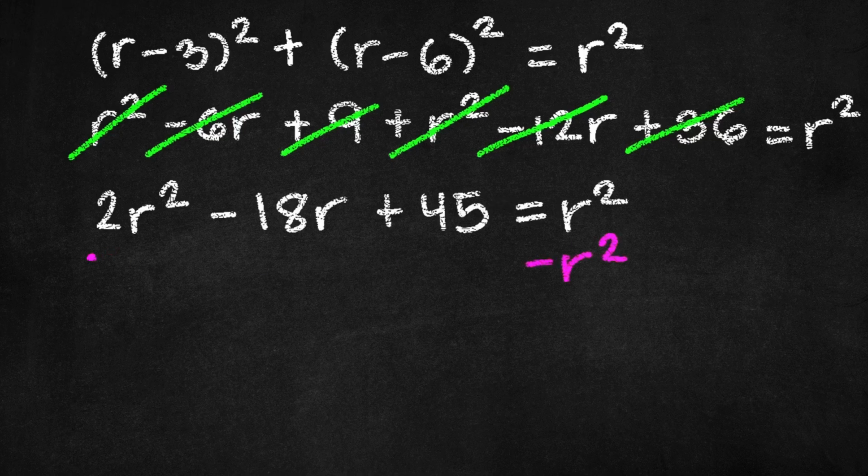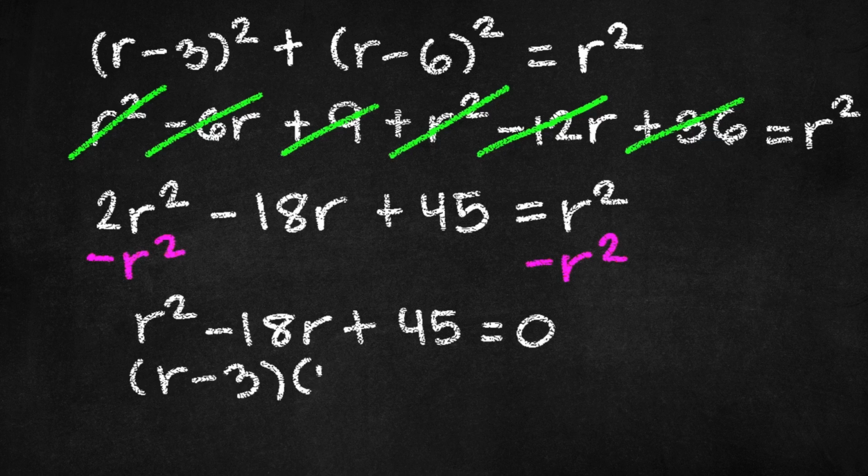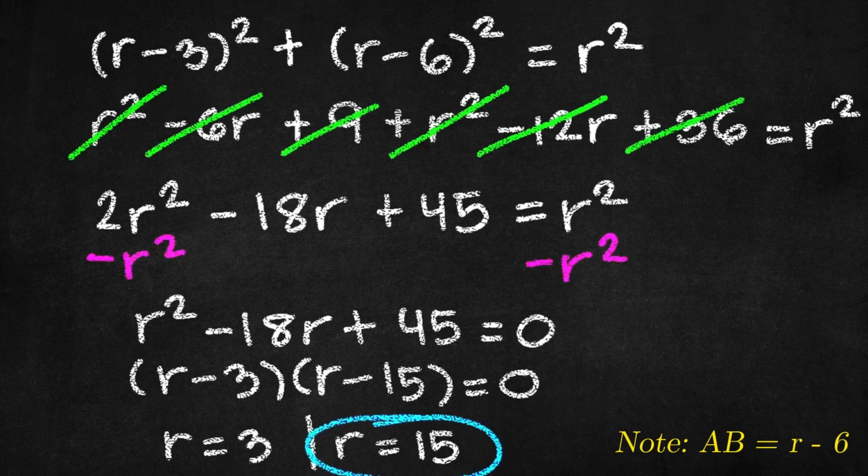Subtract r squared from both sides. The equation becomes r squared minus 18r plus 45. The factored form of this quadratic trinomial is (r minus 3) times (r minus 15). The two possible solutions are 3 and 15. However, we cannot take 3 because it will give us a negative length for AB, so the radius is 15 units long.